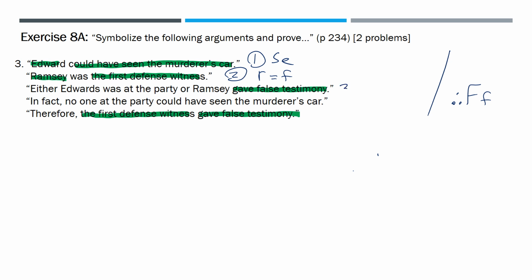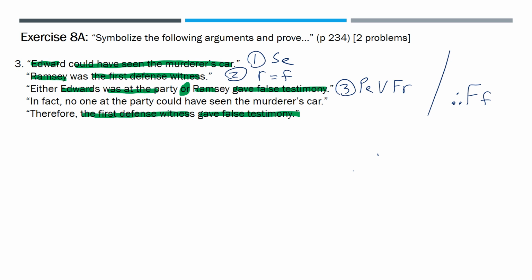For premise 3, we have a disjunction. Either Edward was at the party or Ramsey gave false testimony. Thus we can assign it capital P, lowercase e, or capital F, lowercase r. And again, we need to give that an uppercase F for gave false testimony, and of course we're referring to Ramsey there.